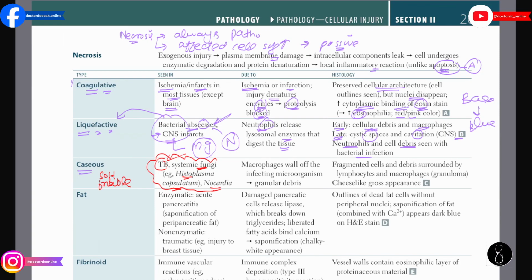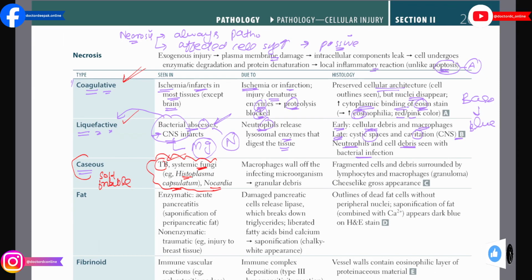And always remember one thing: caseous necrosis is a combination of coagulative and liquefactive necrosis. They can ask you this in the exam: caseous necrosis is a combination of what two types of necrosis? It is a combination of coagulative and liquefactive necrosis. You have to keep this in mind.